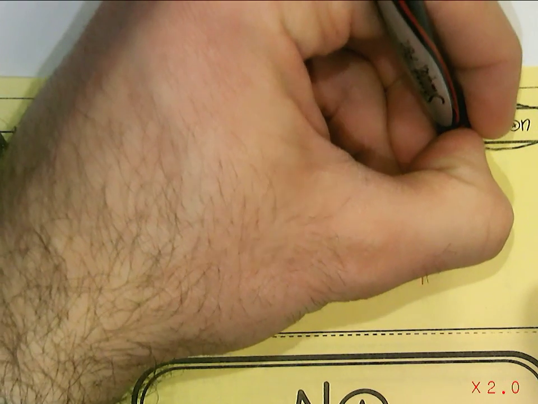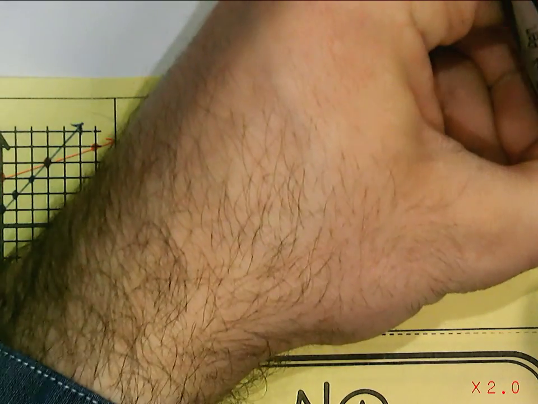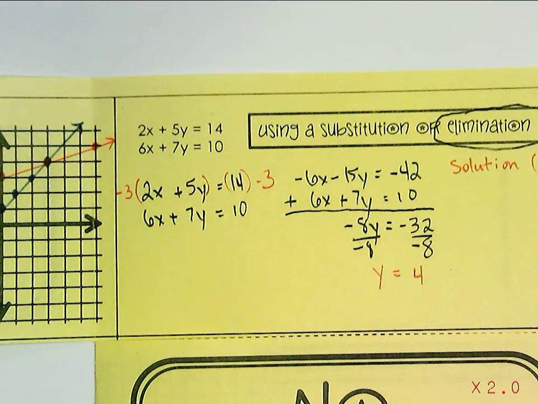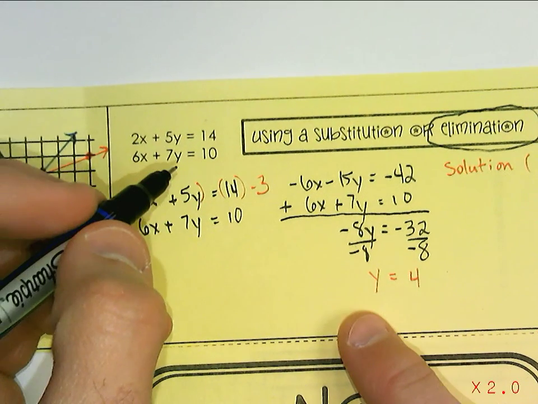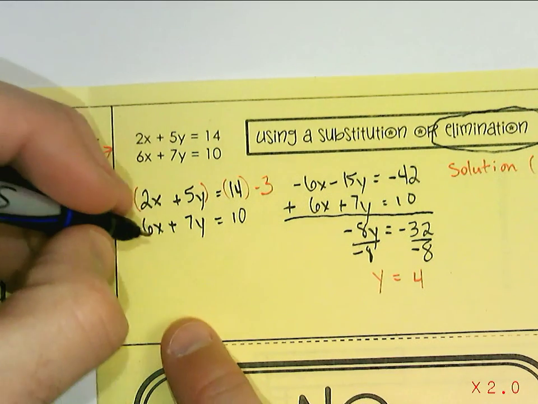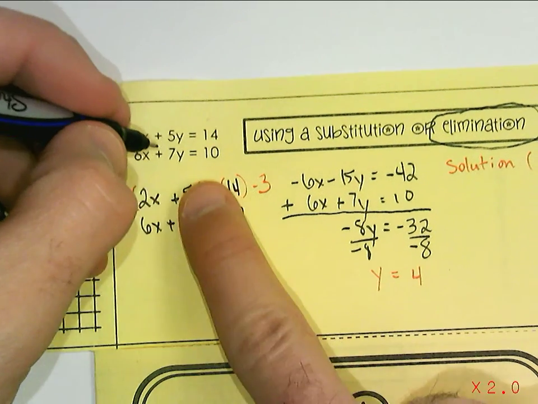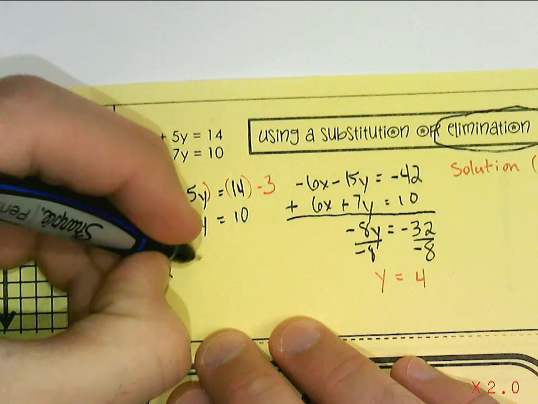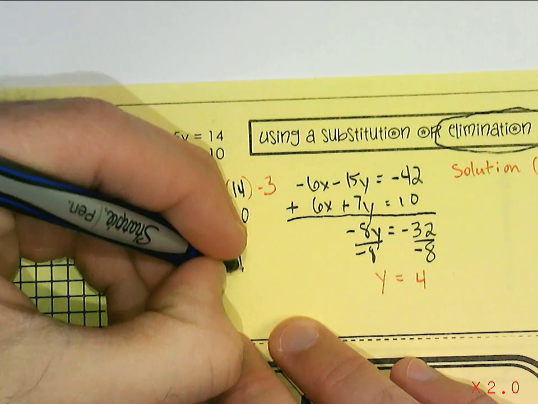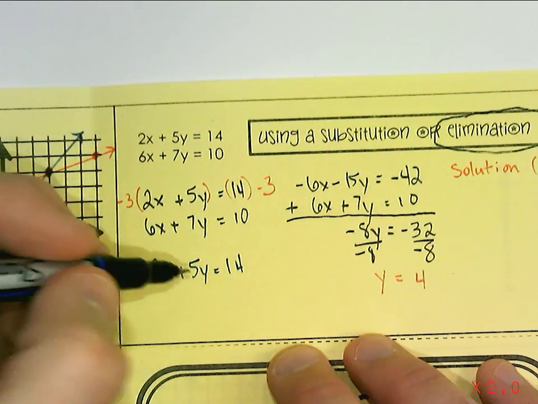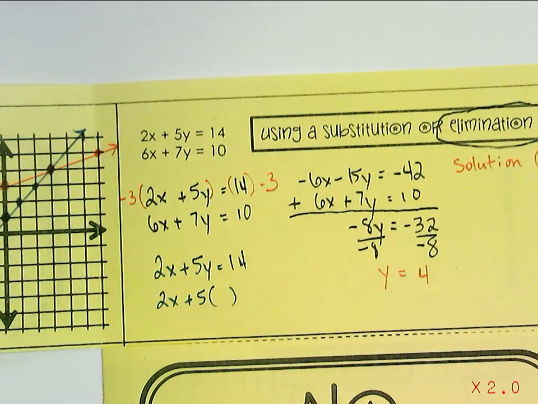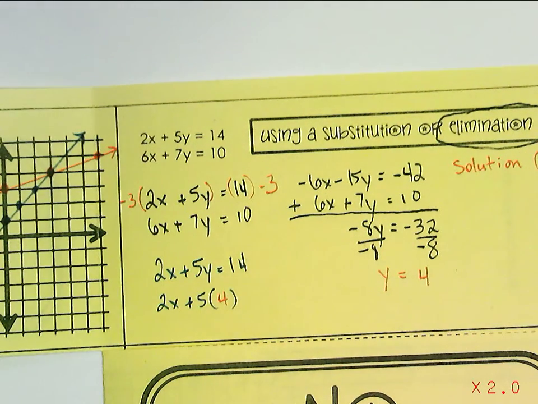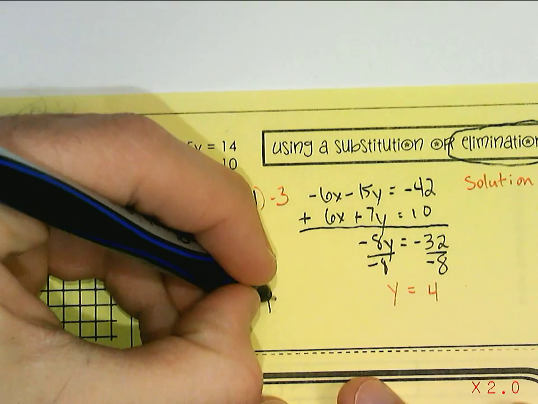So if I put solution, we know that y is 4. So now we're going to use a little bit of substitution, remember, and put this 4 in for y, and it has to go into one of my original equations. I think this top one's going to be easier to work with, so I'm going to go ahead and substitute 4 in for y in 2x plus 5y equals 14. We're going to substitute that 4 in for y. So we're going to have 2x plus 5 times 4, and that's going to equal 14.